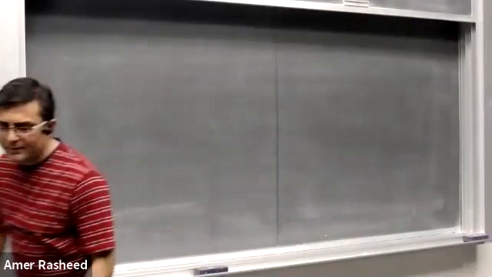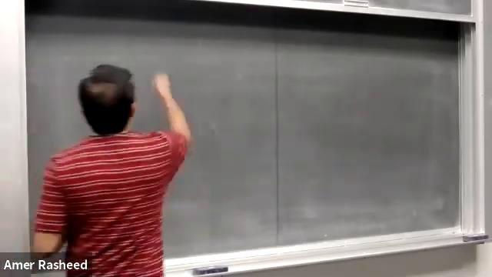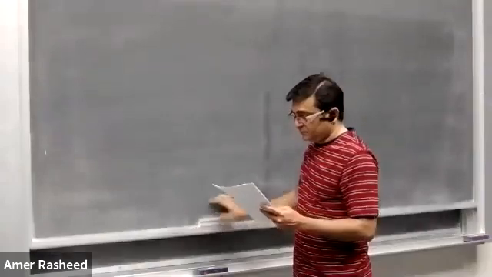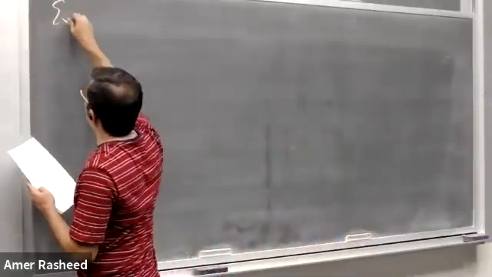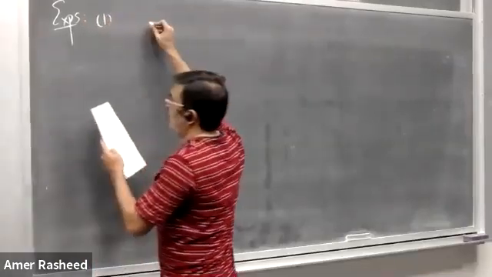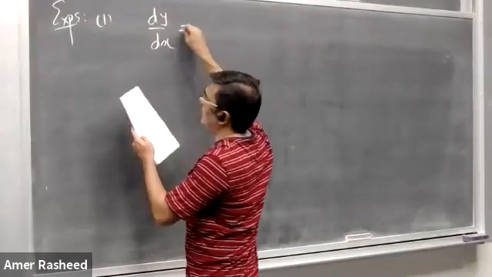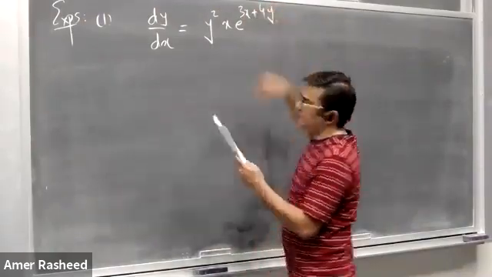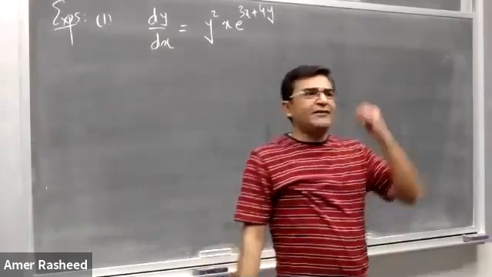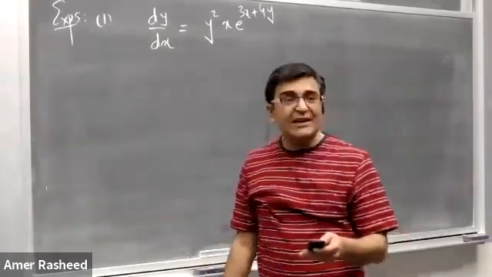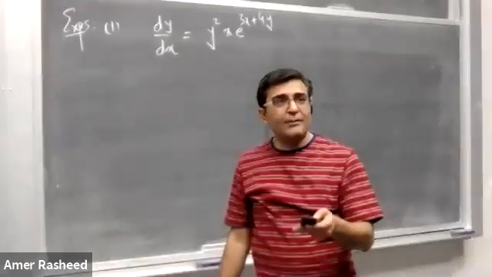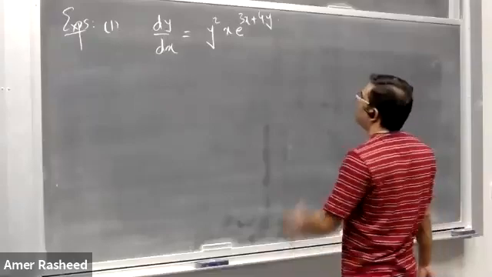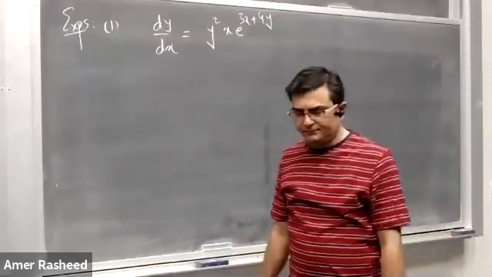Let's do some examples. Example 1. Consider this differential equation and solve it: dy by dx is equal to y squared x e raised to the power 3x plus 4y. Now, by looking at the differential equation and its right-hand side function, can you guess whether we can separate the variables here? Can we separate the variables? Anyone? Yes, sir. How can we do it?